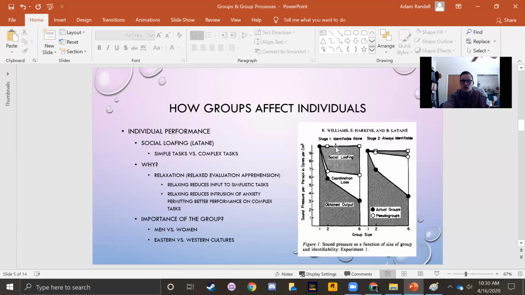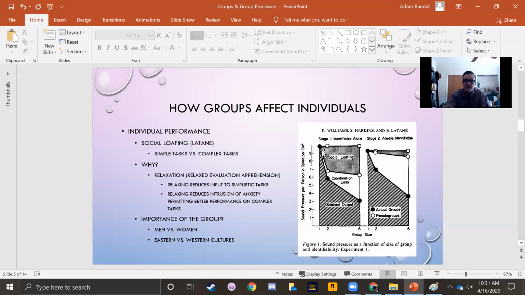and this line is largely generated. So what would the sonic output be if their performance as individuals was just summed up, right? So how much sonic output would there be if 2 people had legitimately shouted at the same volume that they did when they shouted by themselves, if 2 of them shouted at the same time and 6 of them shouted at the same time? So this line is created simply by adding them up.